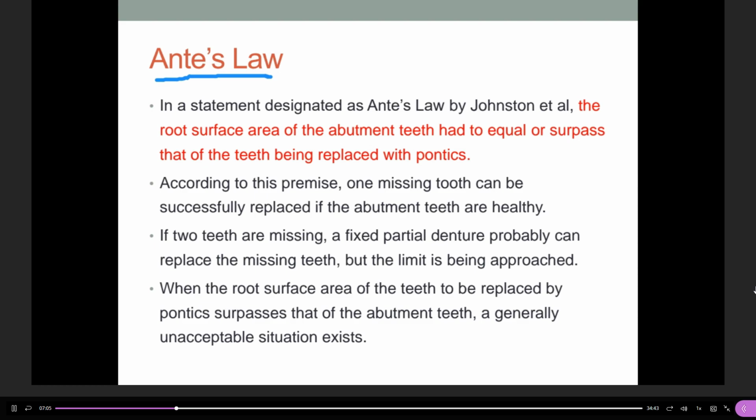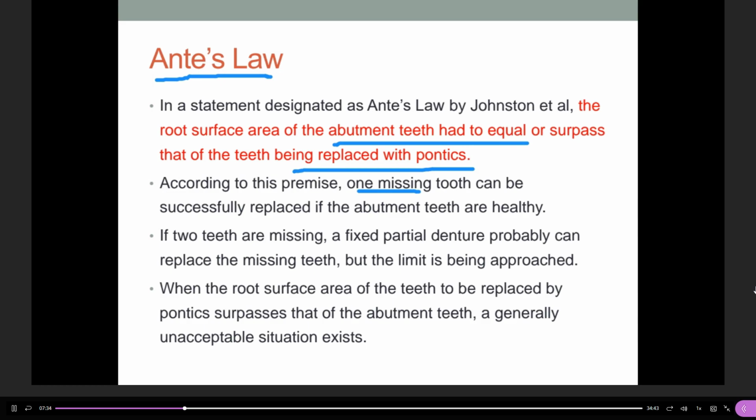So what do we mean by this? The root surface area of the abutment teeth has to be equal to or greater than that of the teeth being replaced, that is the pontic area. So if the patient has one or two teeth missing, the abutment teeth should have greater root surface area than that of the missing teeth. So that means that only when one missing tooth is there, it can easily be replaced by a fixed prosthesis.